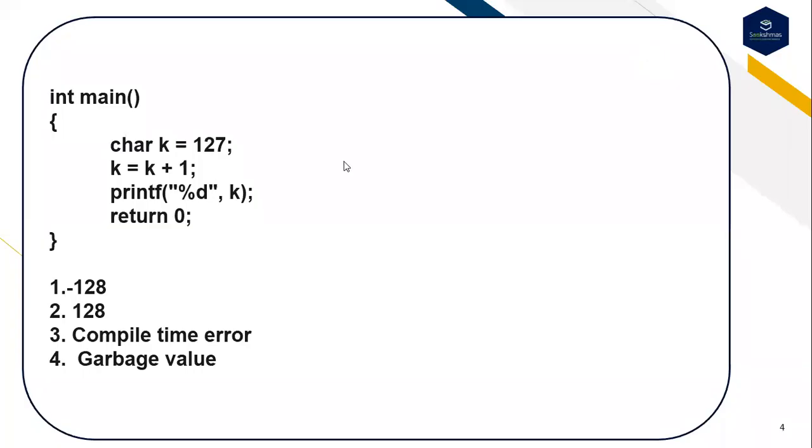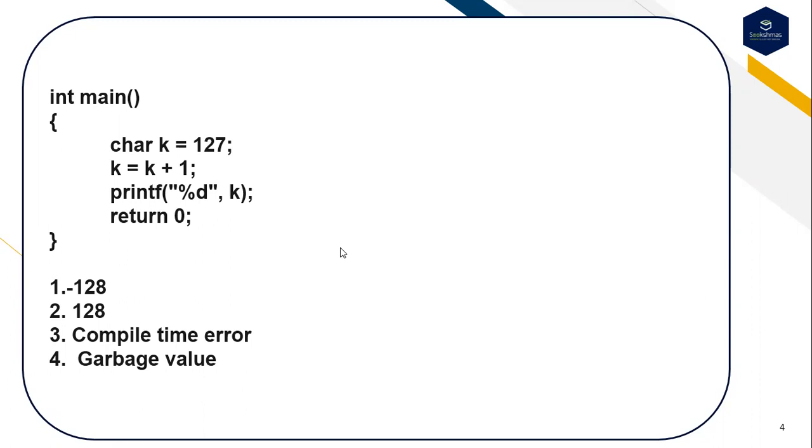This is the third question. int main(), char k = 127; k = k + 1; printf. I'm trying to display the value of k. And these are the following options. First one is -128, second one is 128, third one is compile time error, and the fourth one is garbage value. You can predict the output of this code.